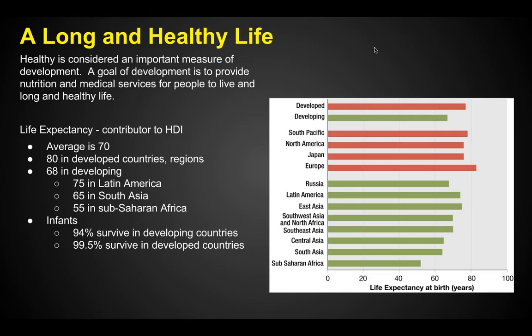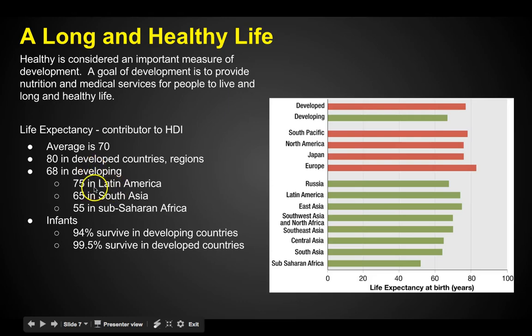Health is considered an important measure of development. A goal of development is to provide nutrition and medical services for people to live a long and healthy life. Life expectancy. This is a contributor to HDI, the Human Development Index. The average life expectancy is 70. In developed countries and regions, it's 80. So in the United States, we're expected to live longer. In developing countries, it's only about 68 because they don't have infrastructure, they lack health care, they lack education. So they're not able to provide as much health for their people as they can in developed countries.